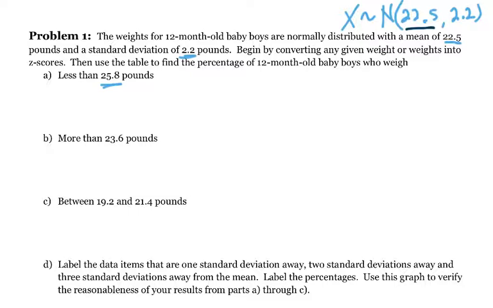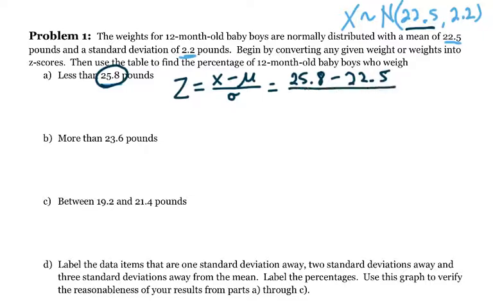So what we have to do is find our z-scores. So z is equal to our data value minus the mean over the standard deviation. Again, mu is representing the mean, and lowercase sigma is representing our standard deviation. So in this one, our x value is 25.8 pounds. Our mean was given to us as 22.5, and our sigma, our standard deviation, is 2.2.